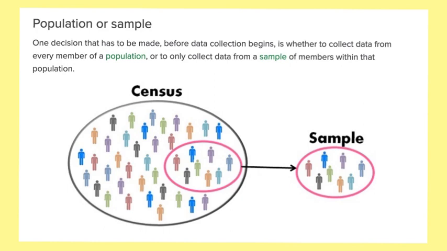In statistics, a population refers to every member within a particular group of interest. This could be the whole population of the world. It could be everybody that attends the same high school. It could be members of the same mosque or church. A sample is a subset of a population. A census is a survey conducted on every member of a population.